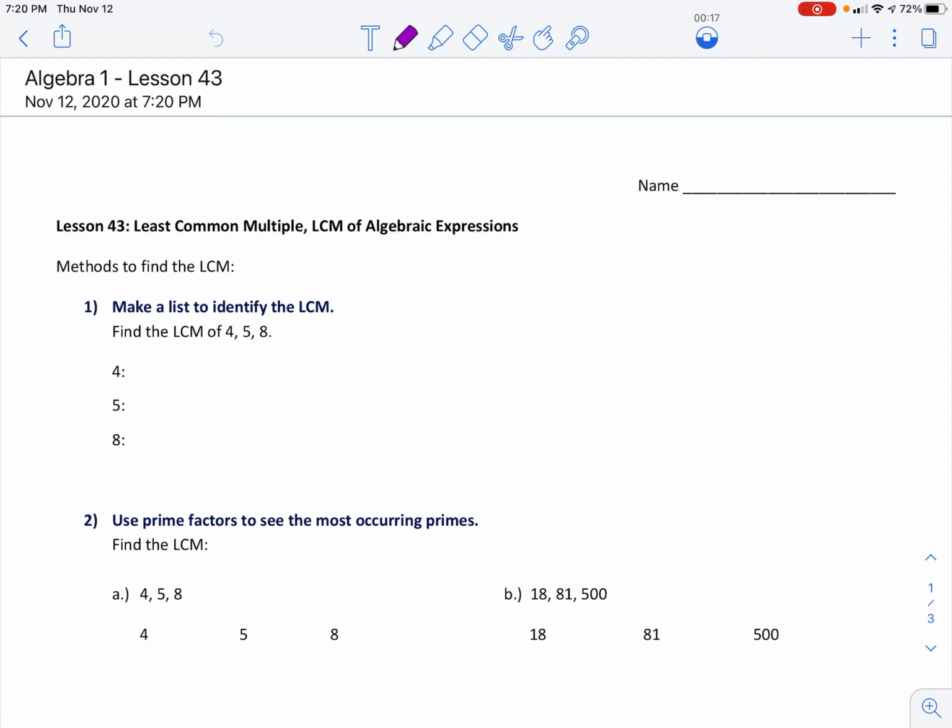So the first question we have is, well, what is the least common multiple and when do we even use that? The least common multiple is used most of the time. You're going to see us using it when we're trying to search for a lowest common denominator.